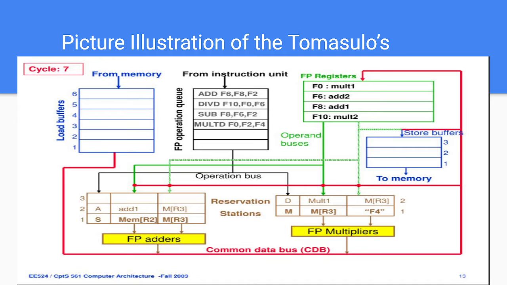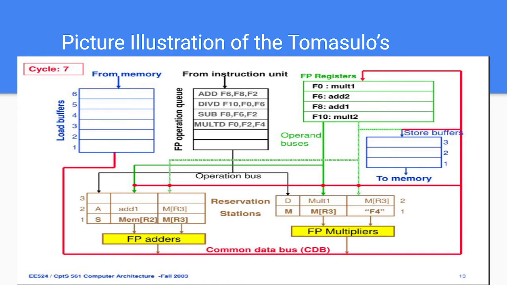Here is a picture illustration of Tomasulo's algorithm. We have an instruction unit, we have floating point registers, we have load buffers, we have store buffers, and then we have 3 adders and 2 multipliers, and there is a common data bus as well. So here are the components of Tomasulo's algorithm.